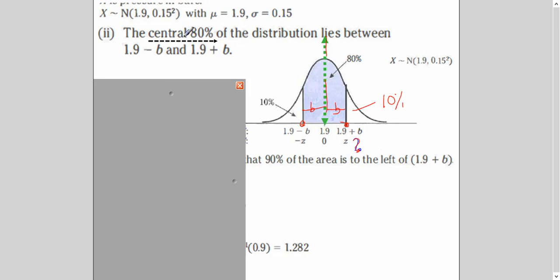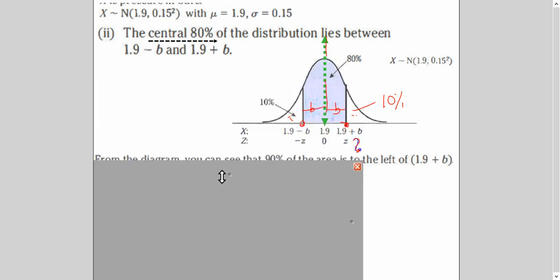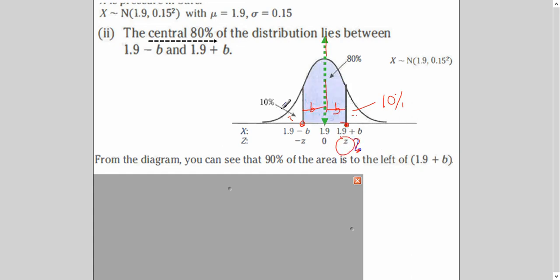It is written here central 80%, and it is exactly in the center, right? That we understand from common sense also because of the values taken here. Now if this is 80 and the whole area under the curve is 100%, 100 minus 80 is 20, and these two areas will be equal. So 10% here, 10% here, right? Now, if you look at this diagram and I want to find this z value, the probability on the left hand side of this line is 90%.